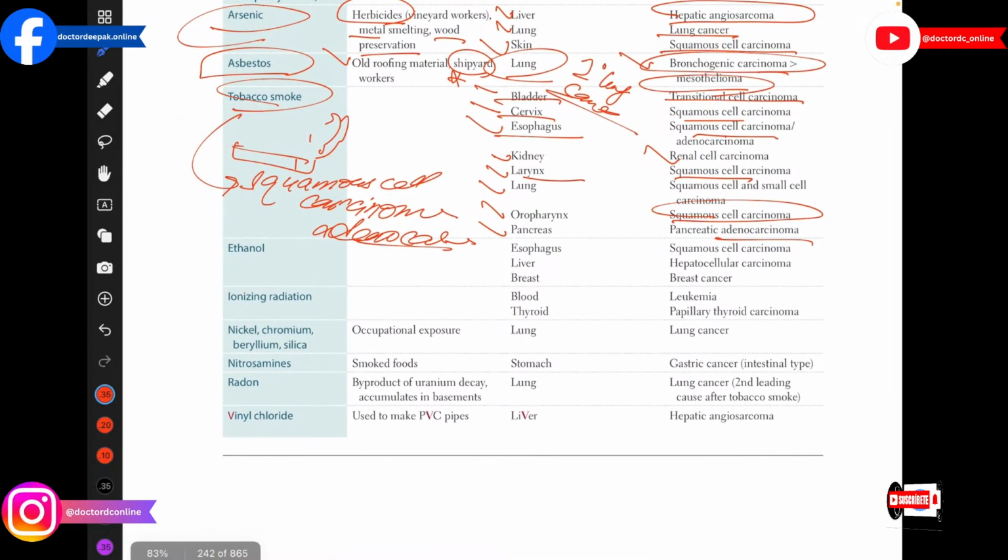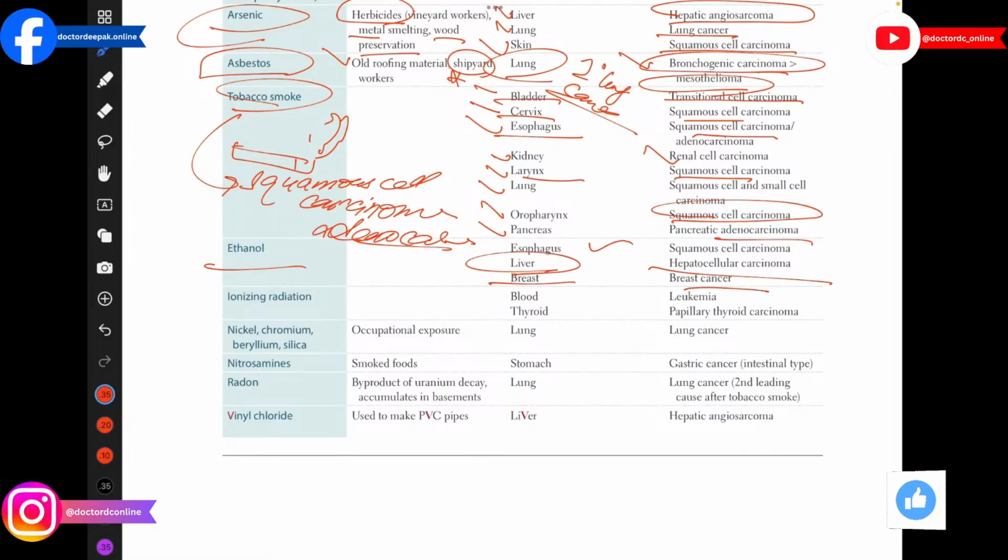If you talk about ethanol, it mainly affects the liver and causes hepatocellular carcinoma, and it is also a risk for breast cancer, esophagus squamous cell carcinoma, leukemia, and other cancers. Then nitrosamines, in smoked food and barbecue, if you eat a lot, are causing gastric cancer, intestinal type, in the stomach. We're having the radon gases.